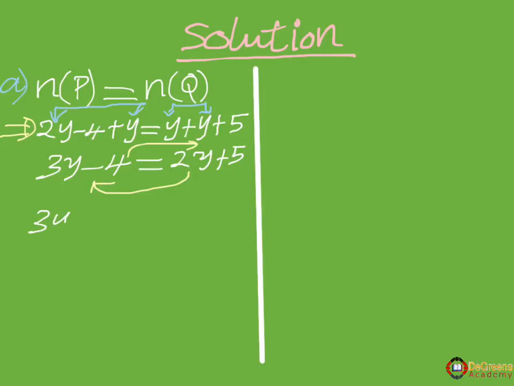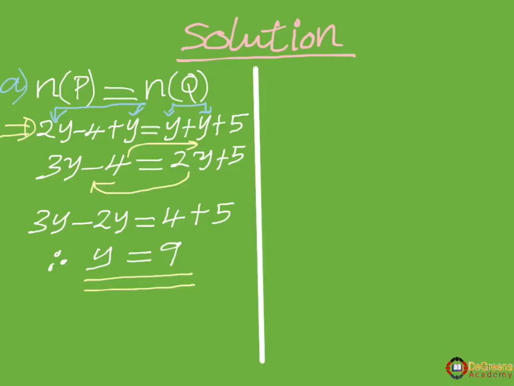So this will give us 2y subtracted from 3y is equal to 4 plus 5. Now, 3y minus 2y will give y, and 4 plus 5 gives 9. So our value for y is 9.